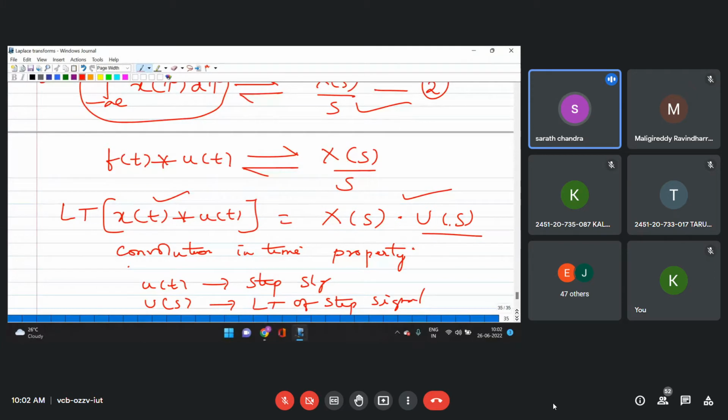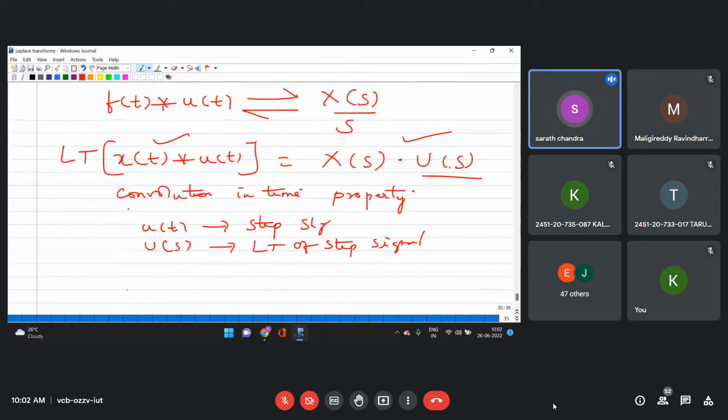Clear? Laplace transform of step signal. So what is the Laplace transform of step signal? We have proved it already. What is this? 1 by S. Yes, right? The Laplace transform of step signal is 1 by S. Whether you prove it or not, no doubt this is a standard signal. Step signal is a standard signal. The Laplace transform of that is 1 by S.